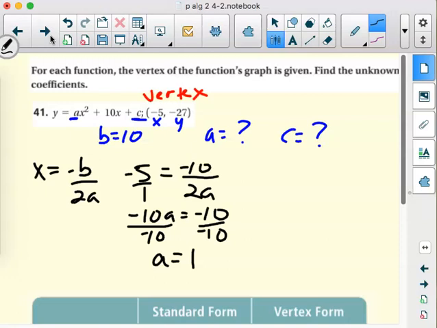So now I start thinking, it wasn't just a they wanted me to find. I also have to find c. Do I have enough stuff now that I could just have c as my variable? Let's see. Here's c. Oh, I have an x. X is negative 5. I can put that in both of these spots. I now know what a is. A is 1. And I know what the y is. That's negative 27. If I put all those numbers in, I can figure out what c is. So y is negative 27.